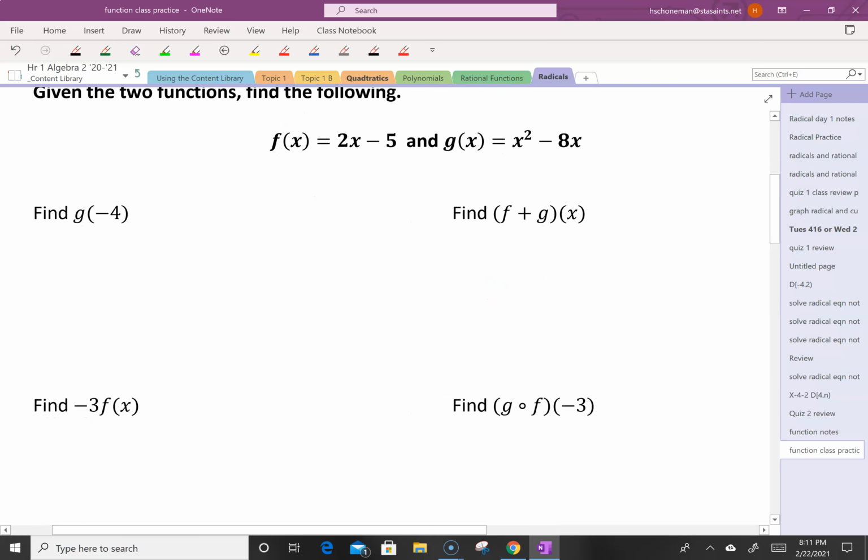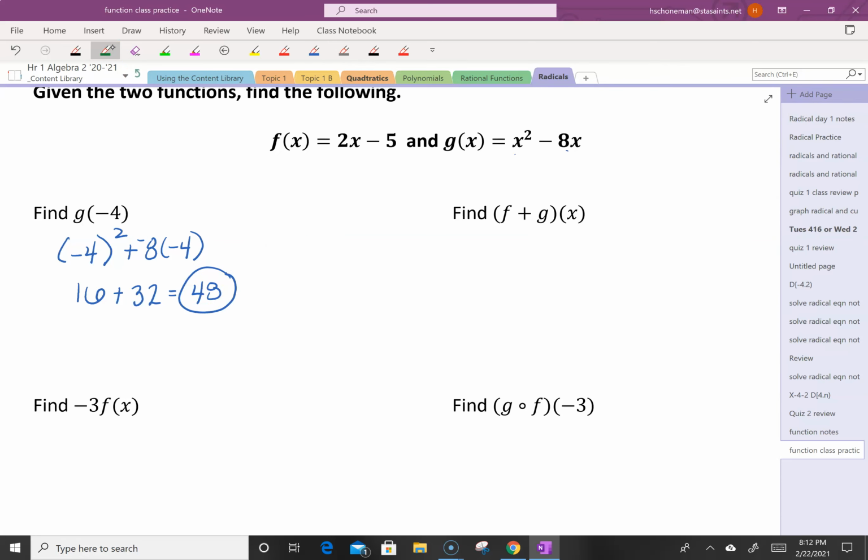So the first thing they're asking for is g of -4. So what does that mean? That means that we're going to take -4 and put it into this g function. So everywhere I see an x, I'm going to write a -4. And remember, when we plug it in, we put it into parentheses. So -4 squared is positive 16. This is really -8 times -4, which would be positive 32. And then we add them together, we get 48.